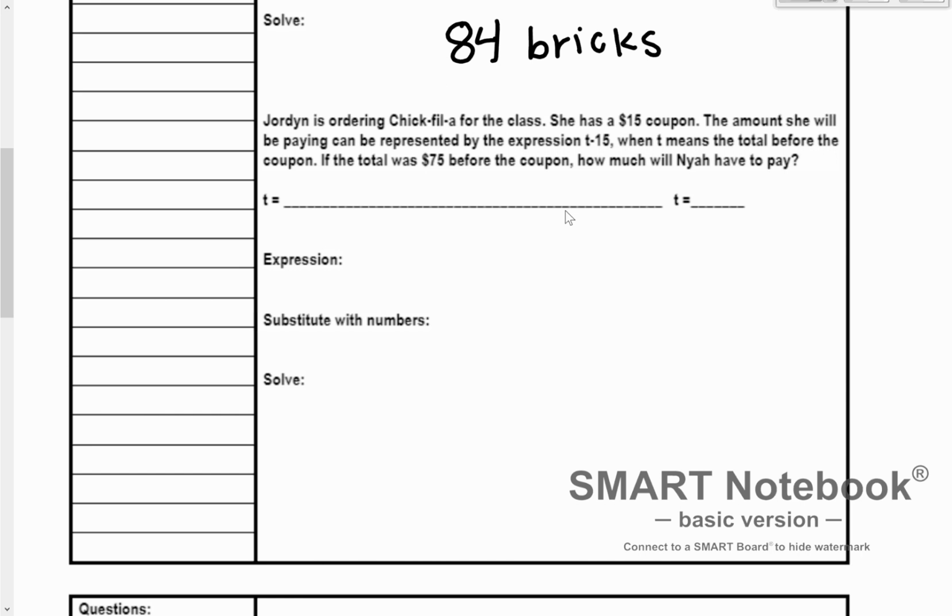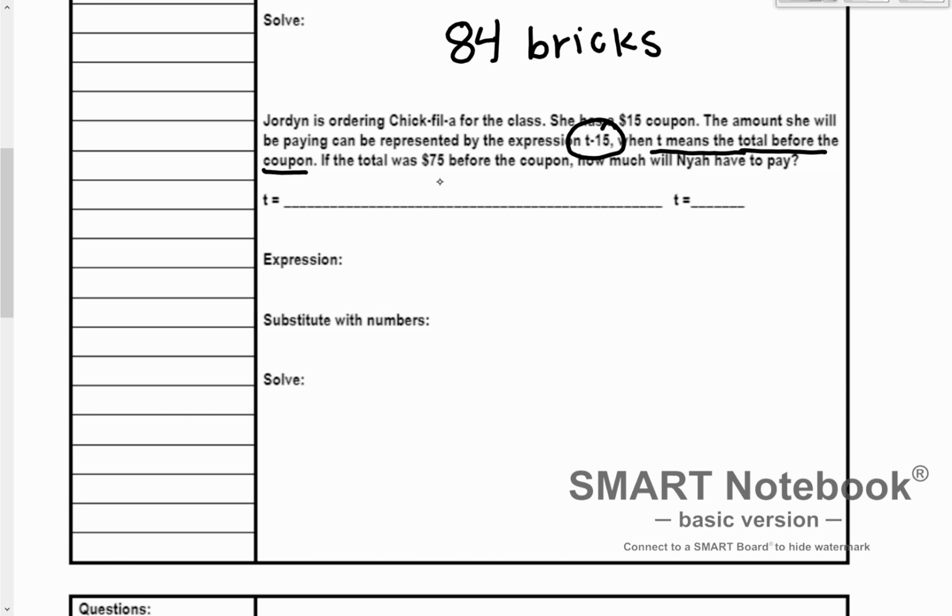Jordan is ordering Chick-fil-A for the class. Yay! She has a $15 coupon. The amount she will be paying can be represented by the expression t minus 15. I'm always going to circle that expression because I know I'm going to need it later, and that way I don't have to go back up and look for it again. I can easily see where it is. Where t means the total before the coupon. I'm not going to circle that whole thing because it goes onto 2 different lines, so I'm just going to underline it. T means the total before the coupon.